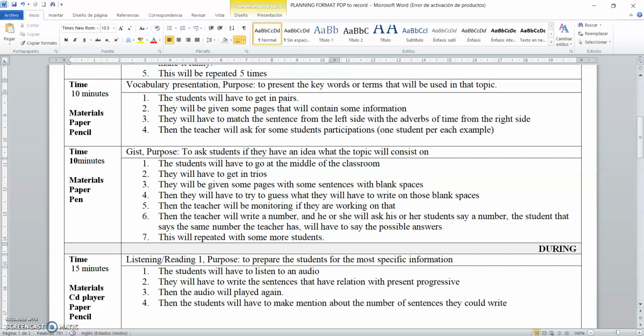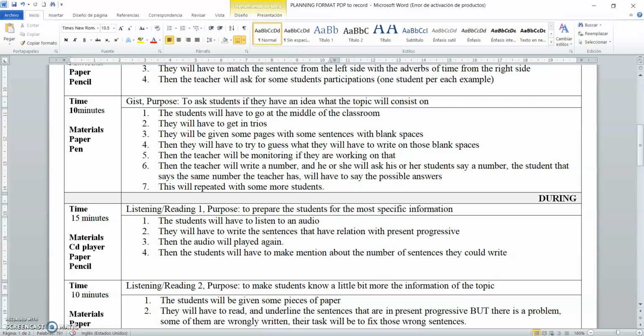Because it's really important, the adverbs of time. For example, right now, now, today, and so on. And the morning, yes. With the adverbs of time from the right side. Then the teacher will ask for some students' participation, because this is really important. If this wasn't like that, the students would not do the activity. One student per each example.